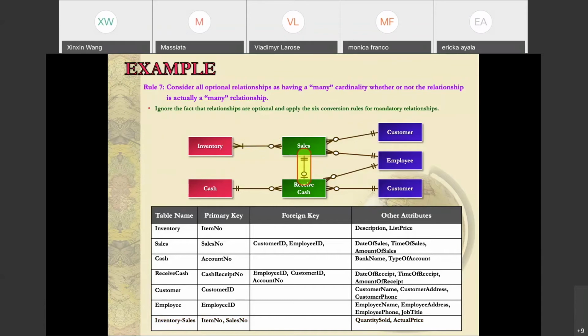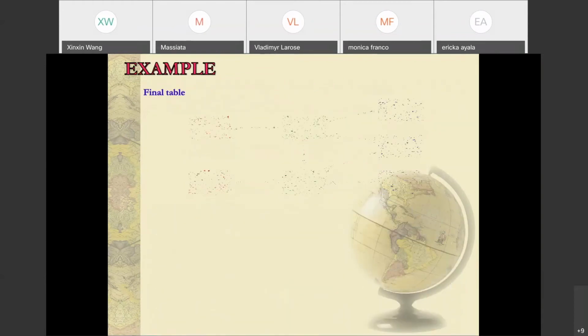Welcome. So for the optional, right? If you see any circle, it's called optional, right? For the optional, you treat it as many. Then this becomes a one-to-many relationship. So what you're going to do with it is add the sales number into the cash receipt table as the foreign key, right? So this is the final table that we got.